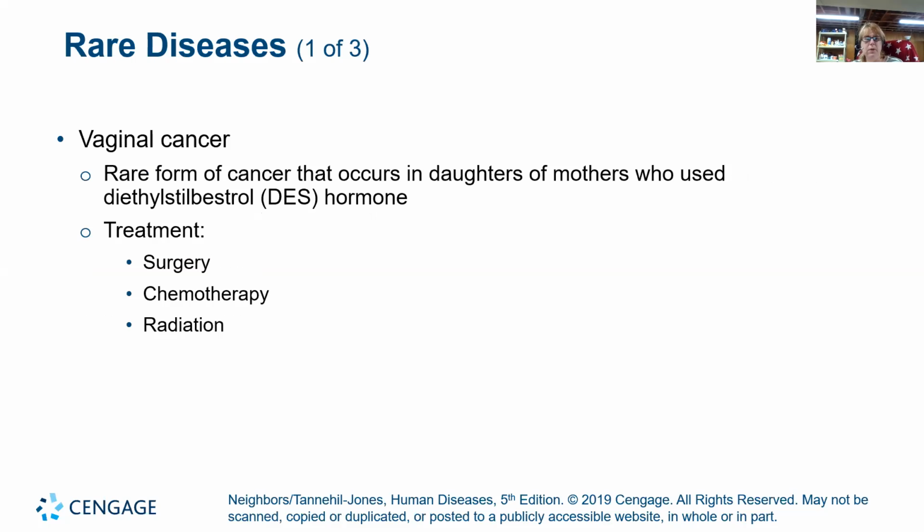Vaginal cancer, okay, this is very rare. DES was a synthetic estrogen that was prescribed to women between the years of 1938 and 1971. It was prescribed to women who could not carry a baby to full term. So they thought it had to do with the estrogen. So they gave them this drug, and many times the mother did carry to full term.